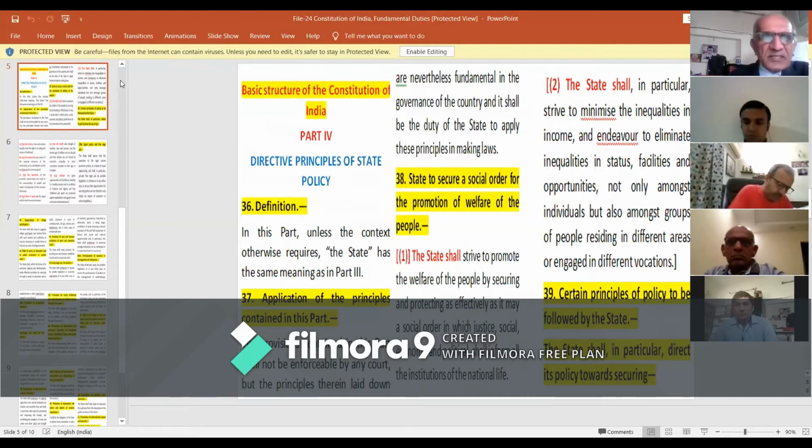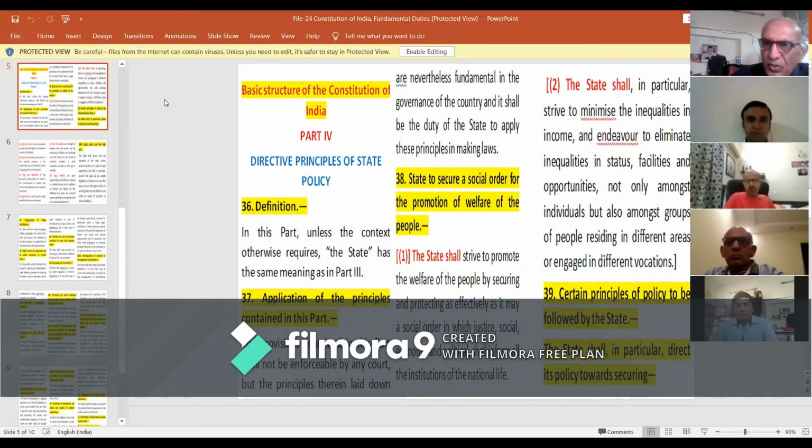Now, let us first of all go through the basic structure of the Constitution as Part 4, the directive principles of state policy. Directive principles of state policy are part of the Constitution. It is Part 4, and Article 36 gives a definition: in this Part, unless the context otherwise requires, the State has the same meaning as in Part 3. And Part 3 is regarding the fundamental rights.